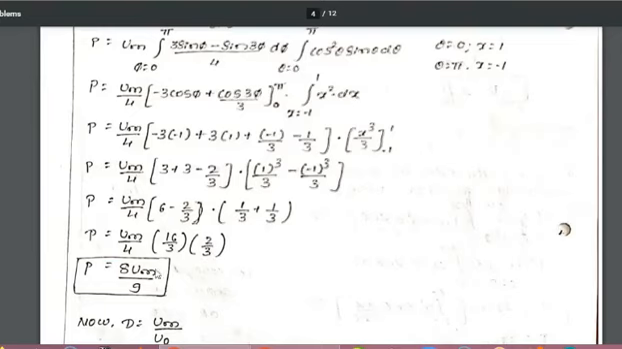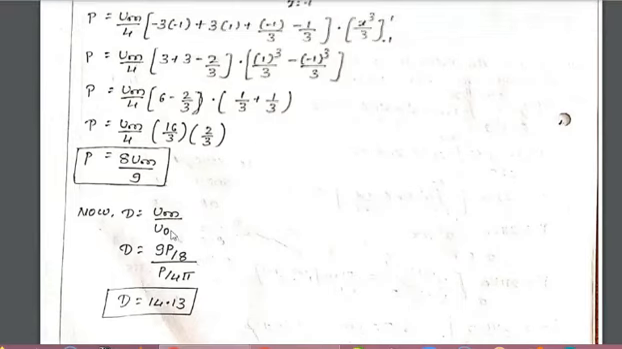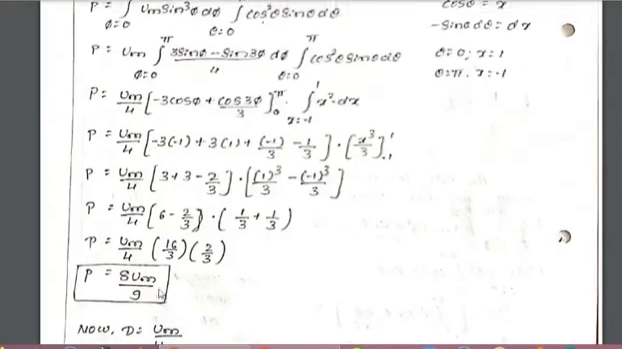So what is the final answer? P is equal to 8 divided by 9. Now what is exactly the directivity? It is U divided by U naught, where U naught is the radiation intensity of an isotropic point source, which generates radiation in all directions. So 9P divided by 8 and P divided by 4 pi. If we perform the simplification, the directivity is 14.13. This is how we calculate the directivity and the power radiated.